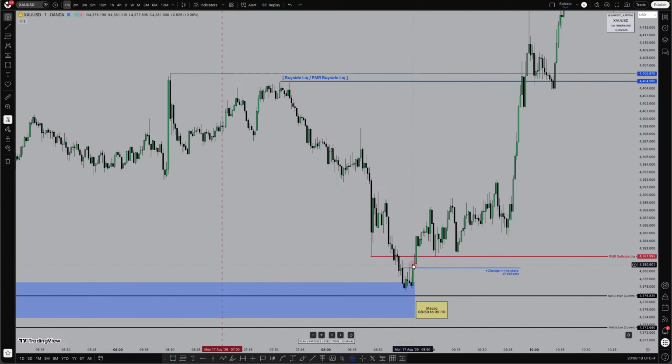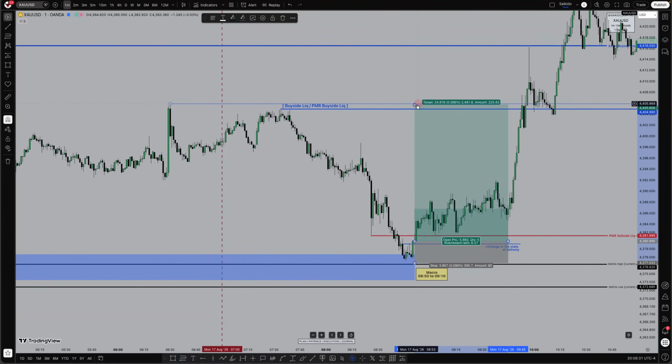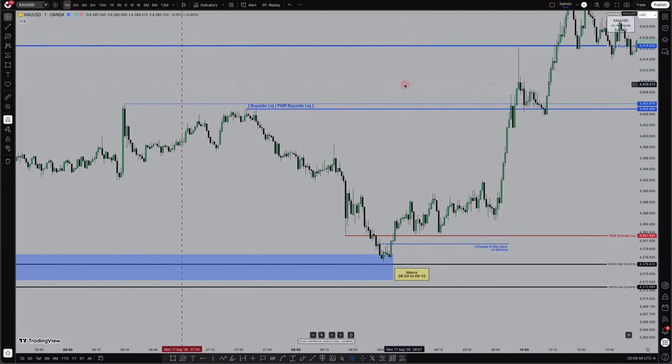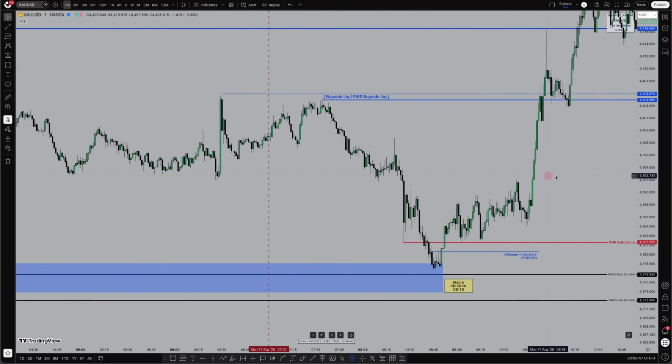You enter on that candle close. Don't even need to wait for it to fill the fair value gap. That's what I teach. If you see that the candle that's causing the change in the state of delivery is tradable, and you could have just gotten yourself a nice 8R. Okay, my book got like a 7R-ish somewhere here. Nice trade.